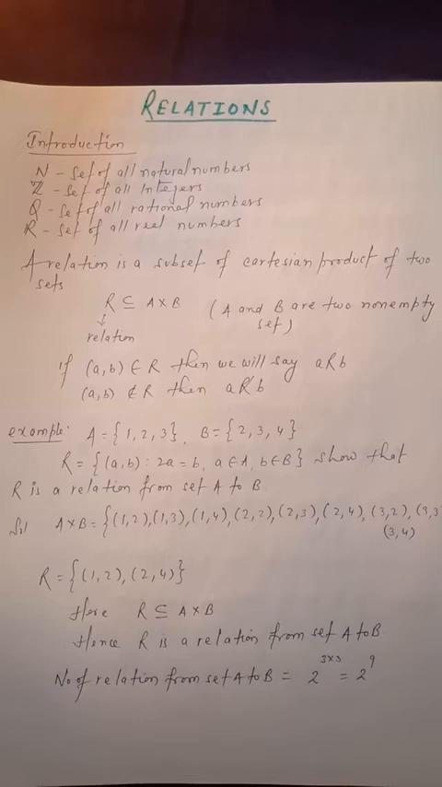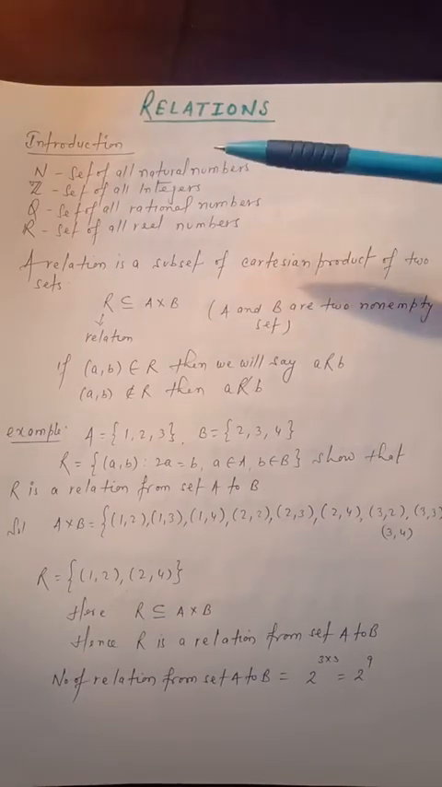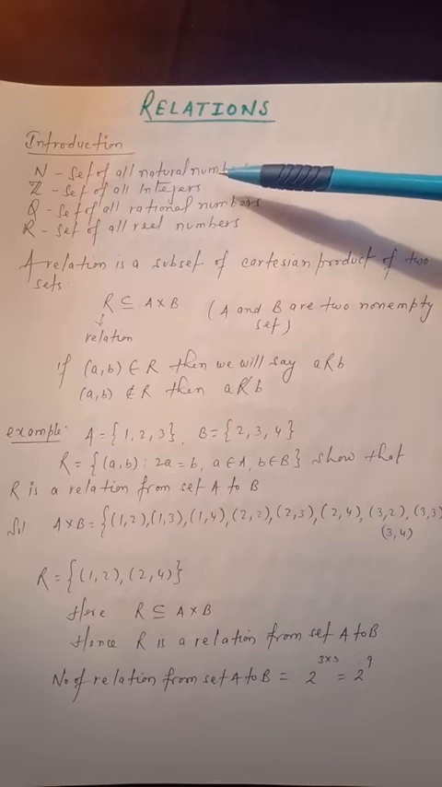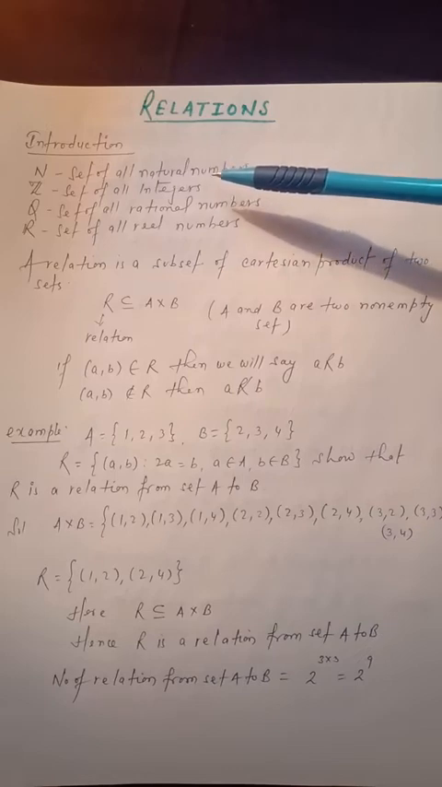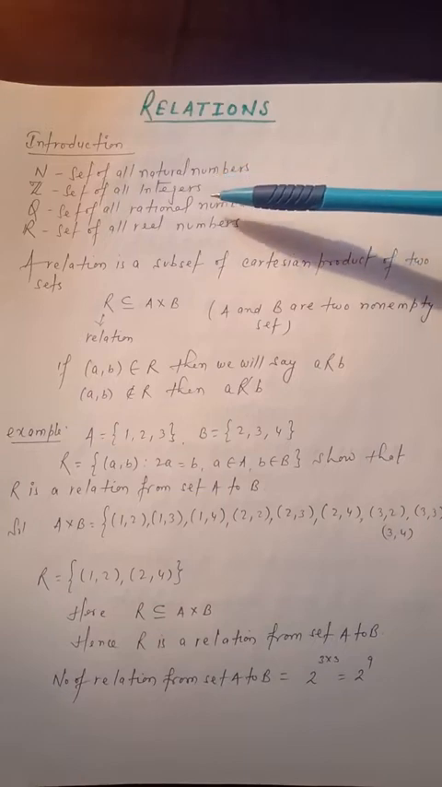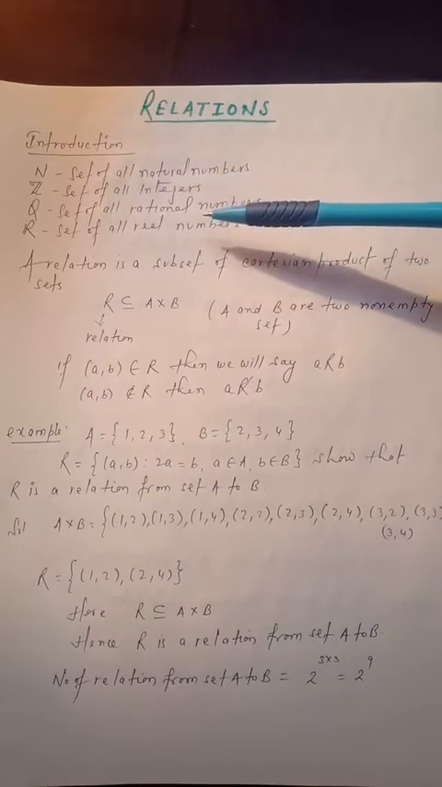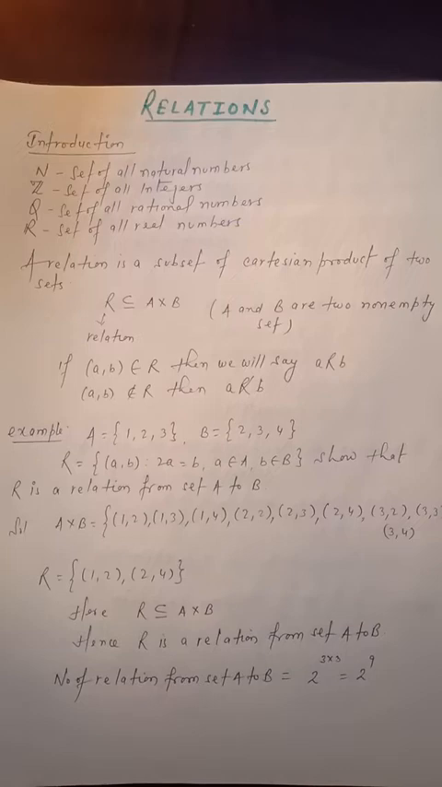Before I start, let me revise few things regarding set theory. We already know that capital N is the set of natural numbers and capital Z is the set of all integers, whereas rational number sets are known as capital Q and sets of real numbers are capital R.